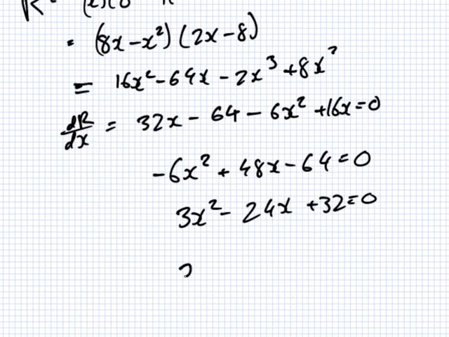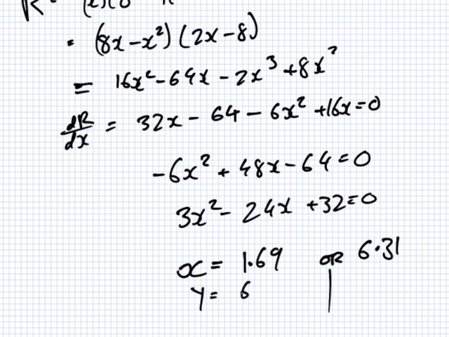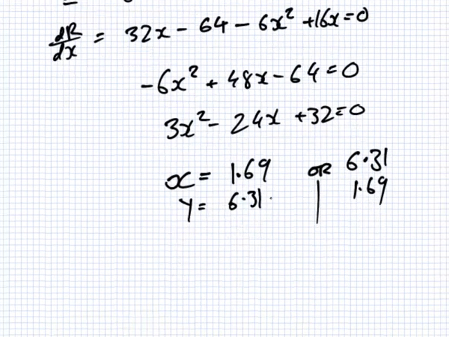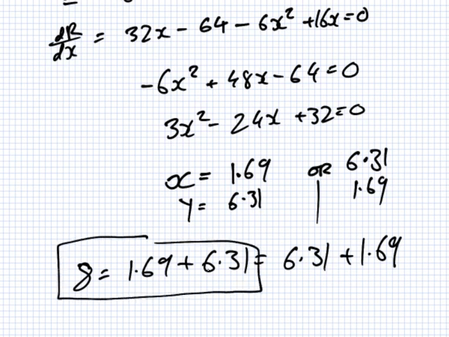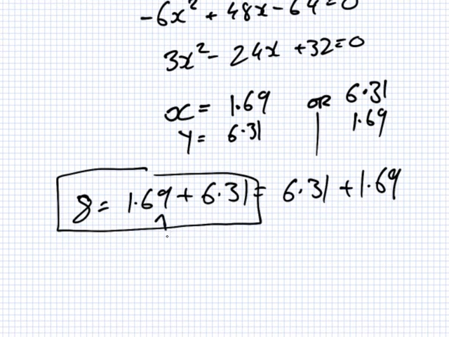Okay, this has two answers. The first answer is 1.69 and the second answer is 6.31. If you use 1.69 then y will be 6.31. If you use 6.31 then y will be 1.69. Either way you get the same result. You should say 8 is equal to 1.69 plus 6.31, or equivalently 6.31 plus 1.69. So if 8 is these two numbers added together, then their product multiplied by their difference will be maximum.